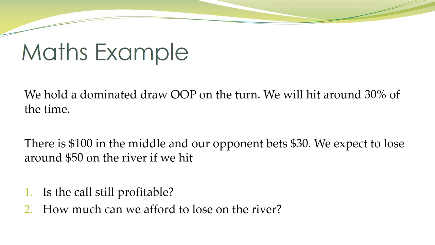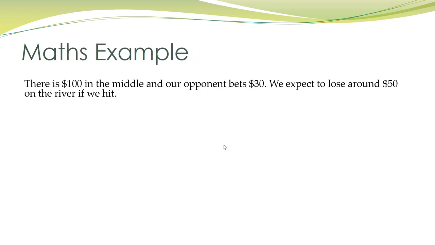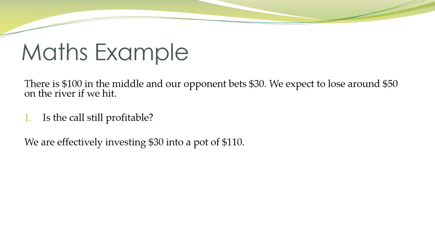This doesn't have to be complicated. It's actually very, very simple. It's just that your brain might start to play tricks on you, given that you've probably never done this maths before. So, there's 100 in the middle, and our opponent bets 30. We expect to lose around $50 on the river if we hit. So, question 1, is the call still profitable?